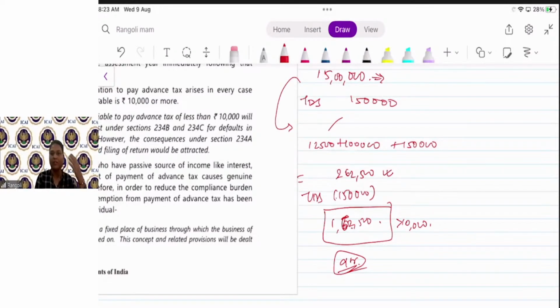But if the employer has deducted TDS on the entire salary and no tax is required to be paid by me additionally, then why would advance tax be there? Then why would I need to pay advance tax?